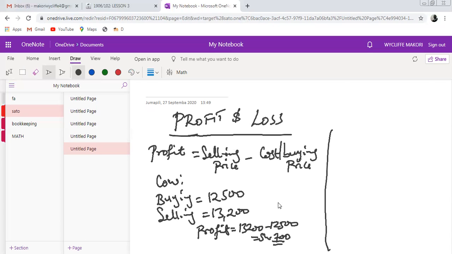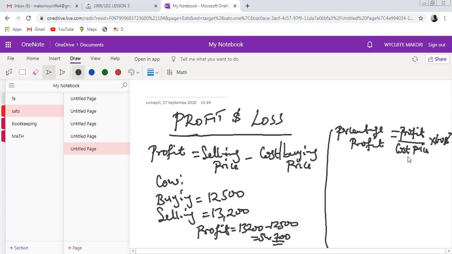So basically the starting point is to know profit can only arise when the selling price is more than the buying price. What you get from selling is more than what you spend in acquiring the item. Then you can be asked to determine the percentage profit. It is simply the profit that was realized over the cost price, and then you multiply by 100%, and then you will be able to realize the percentage.